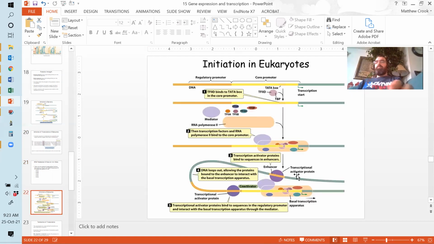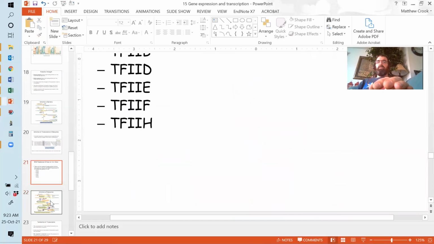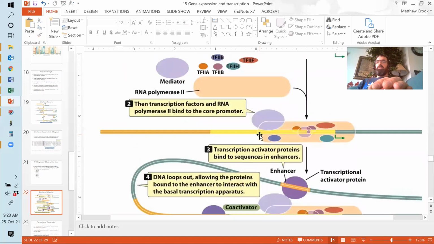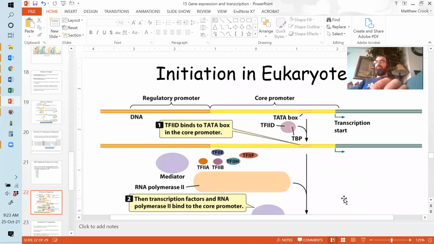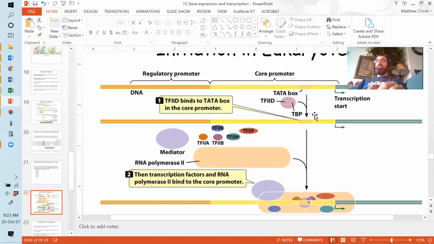Okay, so you ready? All right, let's blow this up a little bit so it's a bit bigger. Okay, so again, in a particular sequence. First up, we have this core promoter and regulatory promoter. We'll get back to this in a second. So in that core promoter, you find the TATA box, this thing. And that's recognized by two proteins, the TATA box binding protein, which is kind of self-explanatory, and transcription factor 2D.